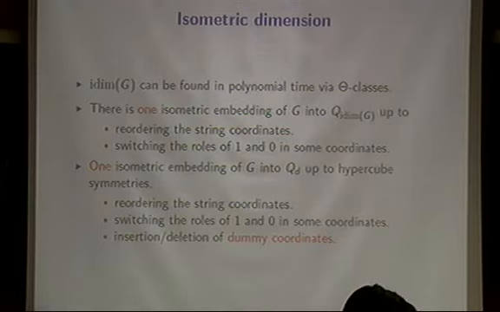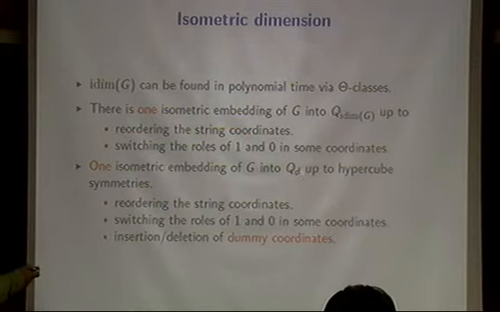And what you can do also is switch the roles of 1 and 0 in some coordinates. So you can say in coordinate 2, I switch 0 and 1. In coordinate 6, I switch 0 and 1. And that's everything you can do. You cannot do anything else if you want to keep isometric embeddings into the cube. And when you use a dimension which is larger than the isometric dimension, the only thing you can do is put dummy coordinates.